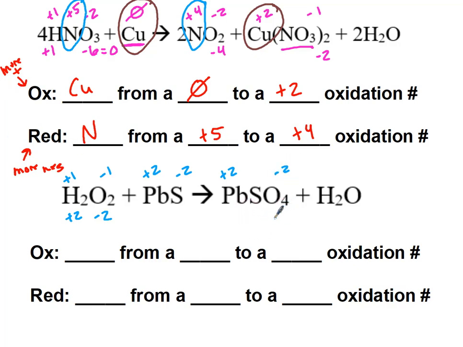Oxygen's a -2 times 4 is -8. So in this case, sulfur has to add up to 0, so this must be a +6. And then oxygen's a -2, hydrogen's a +1. So here we have sulfur changed. And we also had oxygen change.